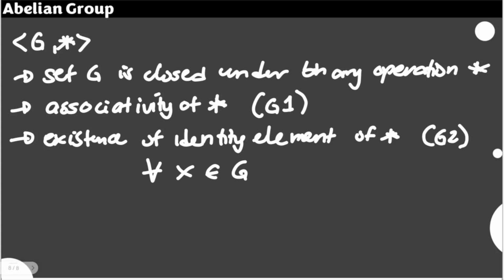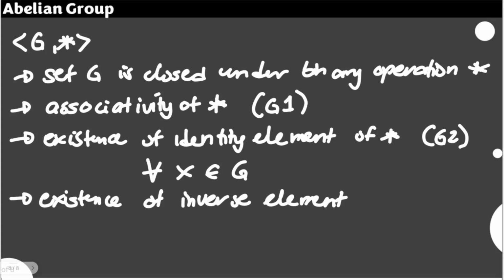This means that we have only one identity element, which we already established as well, and that is true for all x or other elements in G. And then for our G3, the third axiom for a certain set to be called a group, we have the existence of inverse elements.